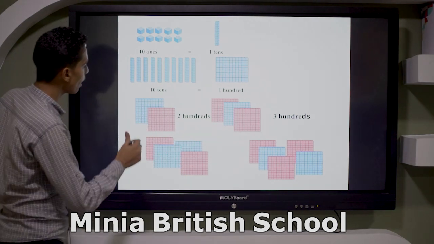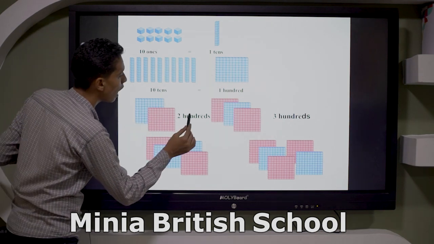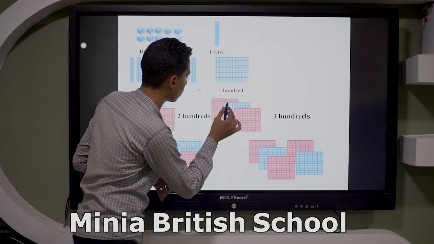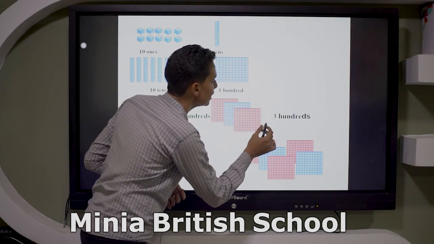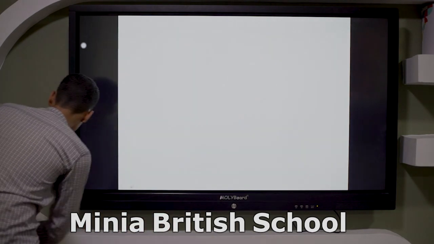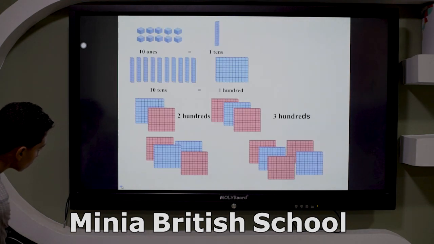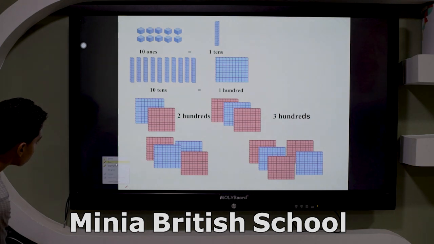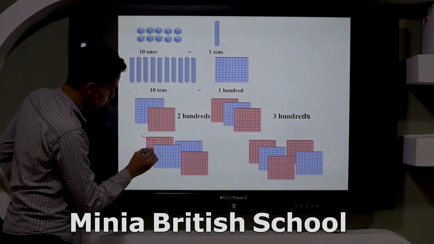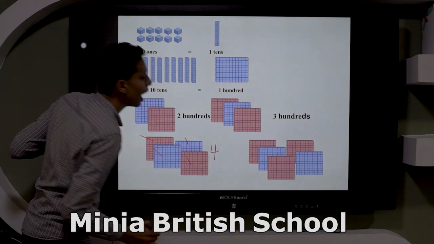Here I have 2 large squares, so it's 2 hundreds. And here I have 1, 2, 3. It's 3 hundreds. Let's count here. How many large squares do I have? 1, 2, 3, 4. So I have here 4 hundreds.